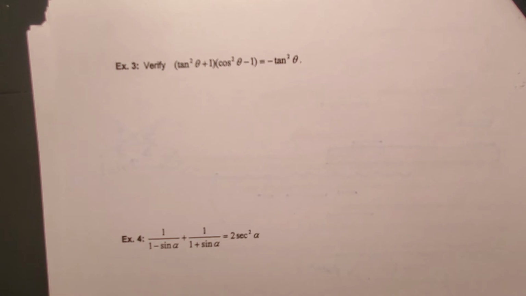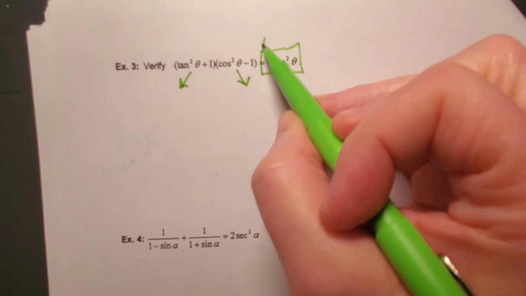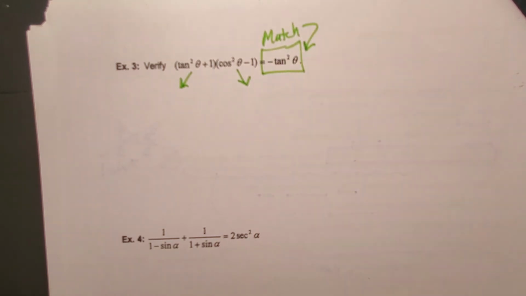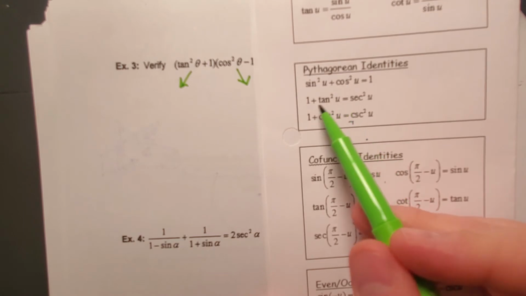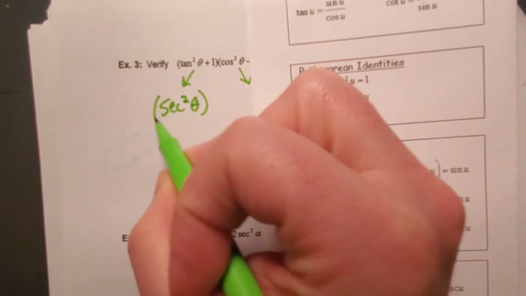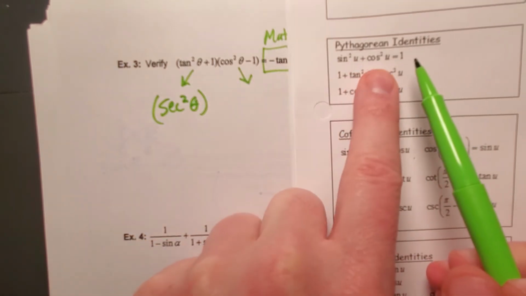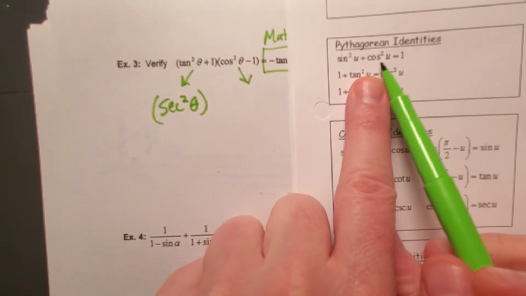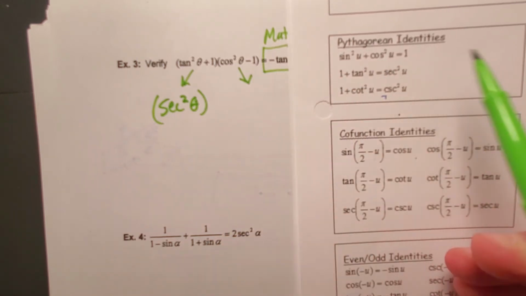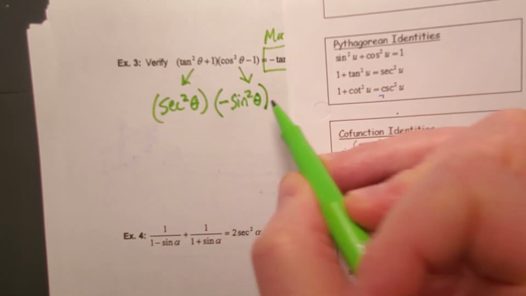The first way that came to mind for me is that both of these could be switched out. We want it to match negative tangent squared. So tangent squared theta plus 1, if you look at your trig identities here, is equal to secant squared theta. That's an easy replacement. Cosine squared minus 1. Now, in order to get it to be cosine squared minus 1, I have to subtract 1 and then subtract sine squared. So this replacement would be a negative sine squared theta.